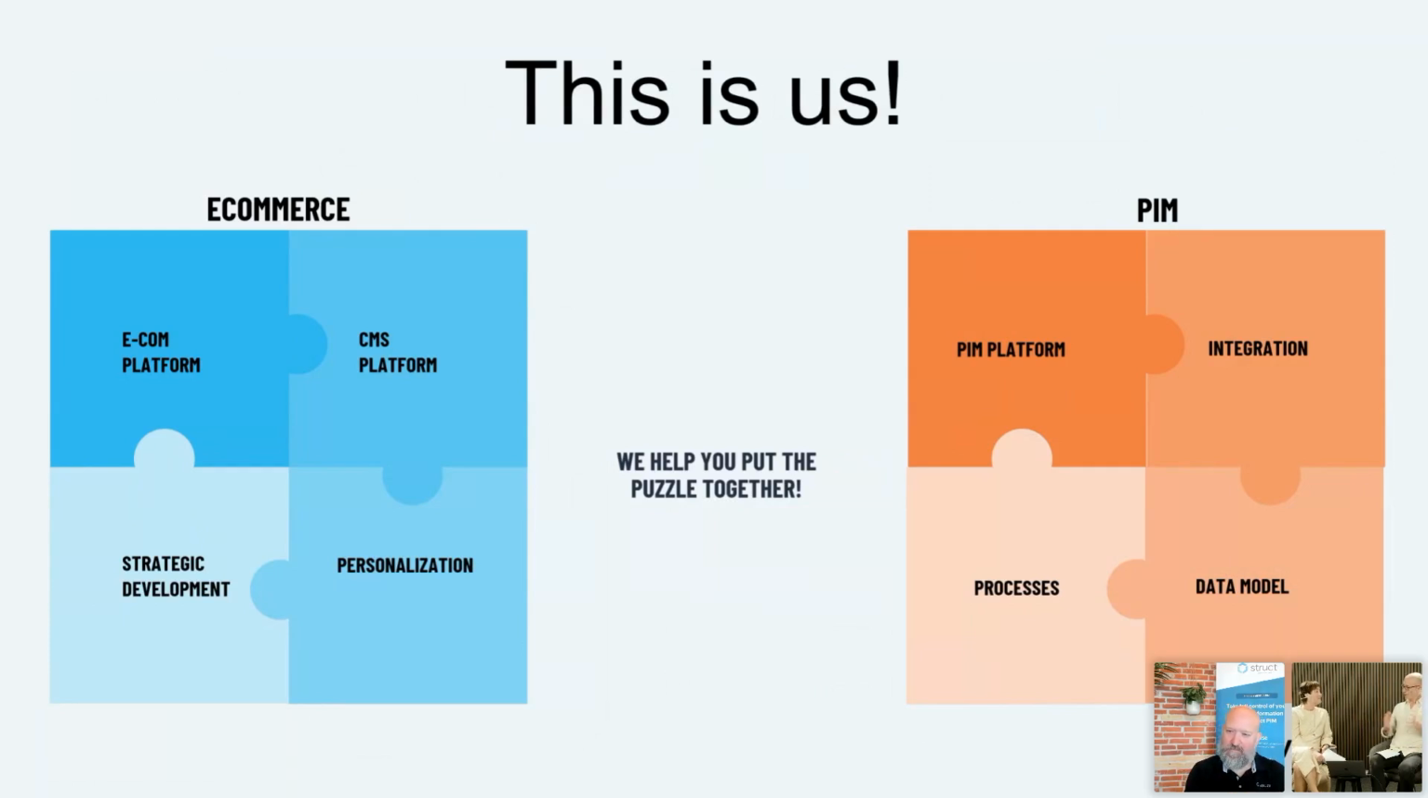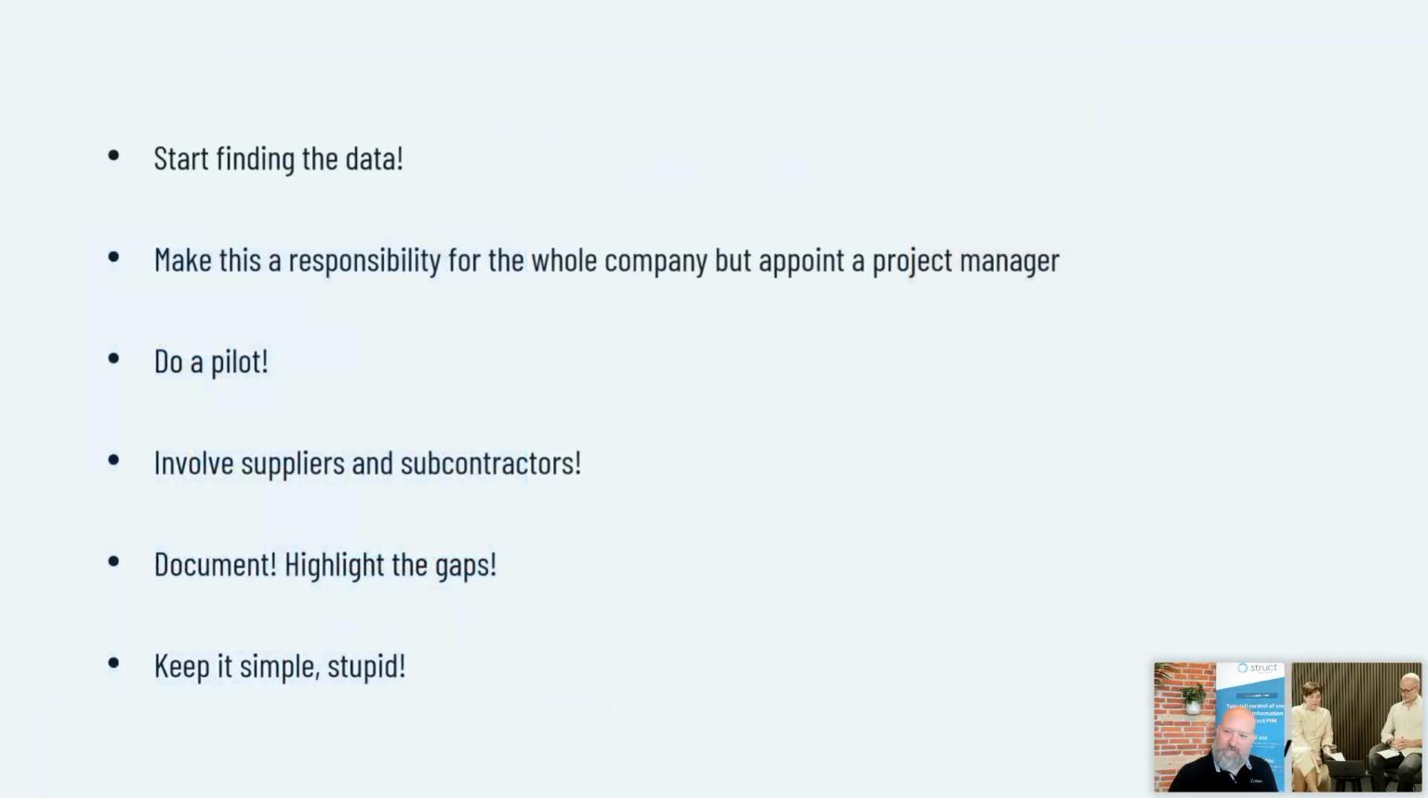But let's think of it on a wider scale. Where do you go about it if you're going to start on this project of digital product passports, which you need to? Yeah, I did a slide on that one. Well, as you said earlier, start finding the data, because many companies do have it, but where is it? And of course, also make it the responsibility of the whole company, not just the sustainability department or maybe the CEO. But I also think that you need to have a project group for this. And also do a pilot.